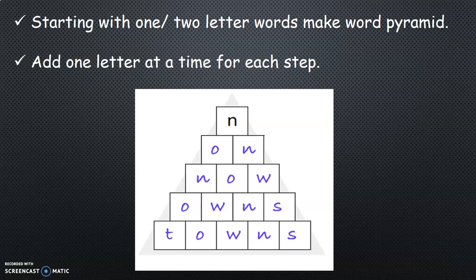So "n" is there, we added "o" and it turns to be "on". Now two letters are there, you have to add one more, it becomes a three-letter word, that is "now". Then we added one more letter and it becomes "own". Now "owns" is there, so we added one more letter, that is a five-letter word, and we made a word, that is "town". So in this way, you have to go on adding letters and make a useful word.